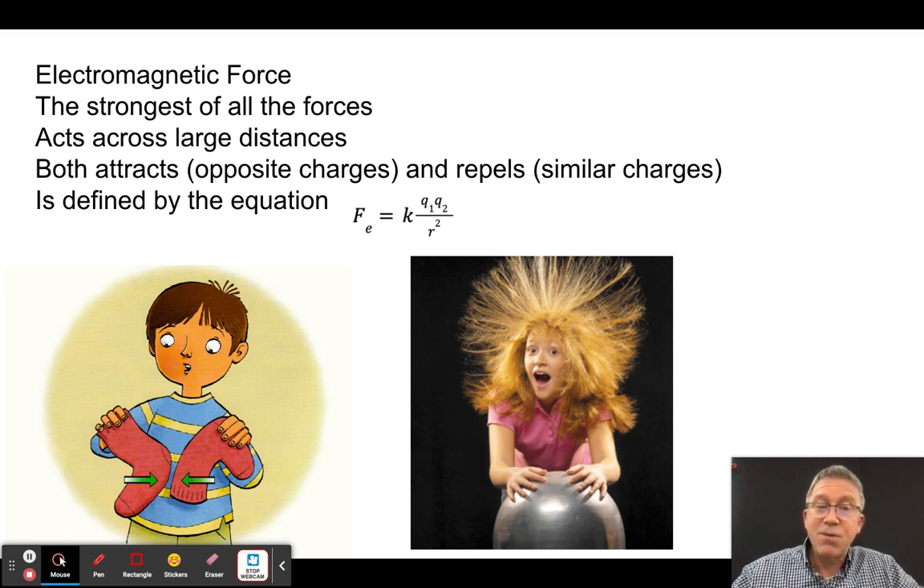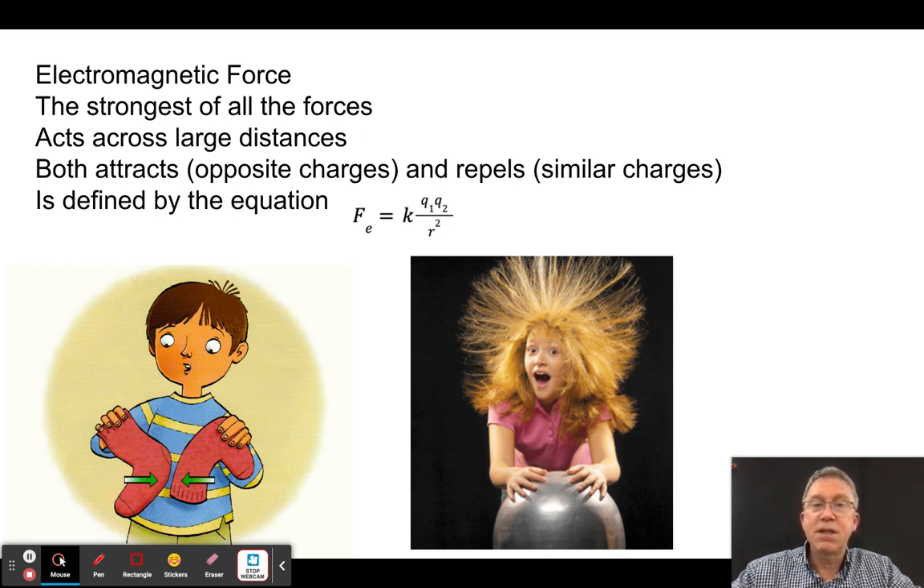But check out its equation, and it's going to be striking how similar it is. The electrical force is equal to a constant we call the electrostatic constant, K, times the product of charge 1 times charge 2 divided by the square of the distance between those charges. It's the exact same equation as gravitation. It's creepy how similar it is.